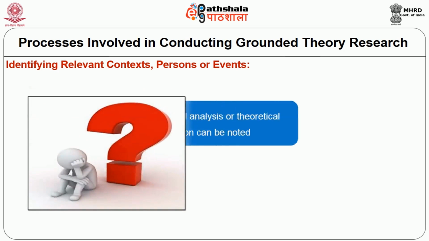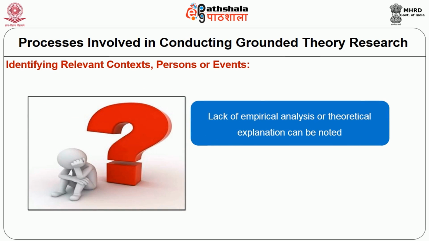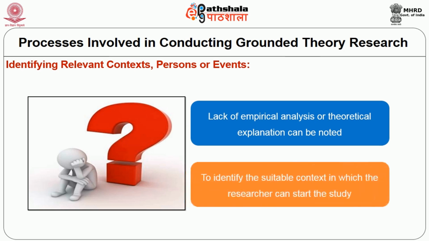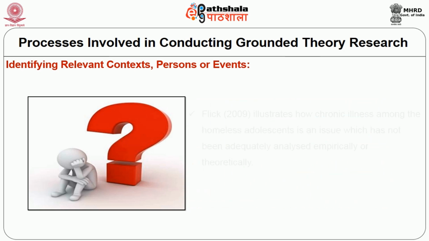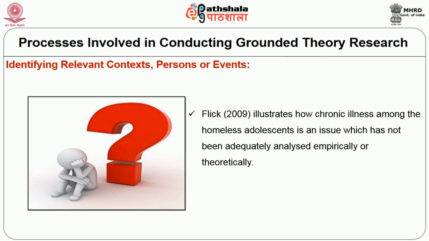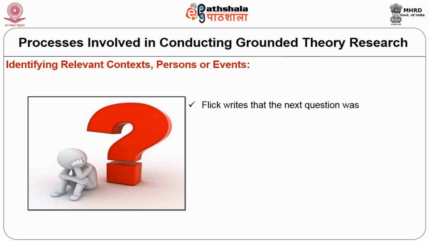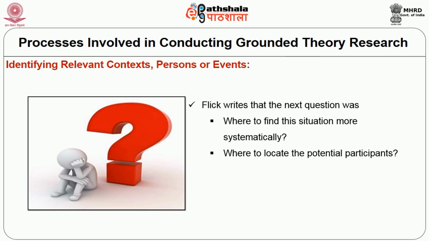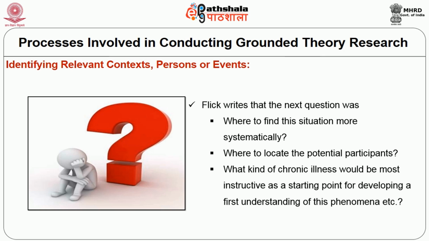After identifying a research problem for which a lack of empirical analysis or theoretical explanation can be noted, the next step will be to identify the suitable context in which the researcher can start the study. For example, Flick illustrates how chronic illness among homeless adolescents is an issue which has not been adequately analyzed empirically or theoretically. After identifying the research problem, Flick writes that the next question was where to find this situation more systematically, where to locate the potential participants, what kind of chronic illness would be most instructive as a starting point for developing a first understanding of this phenomenon, etc.